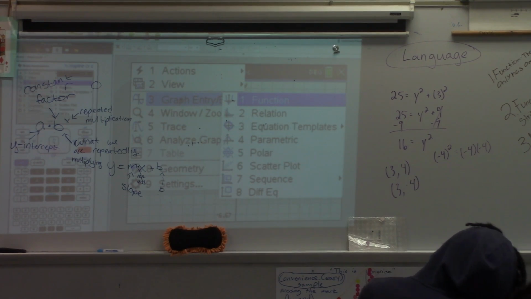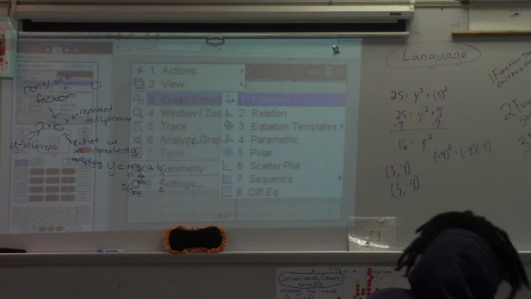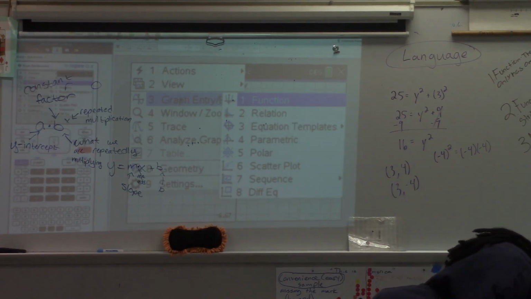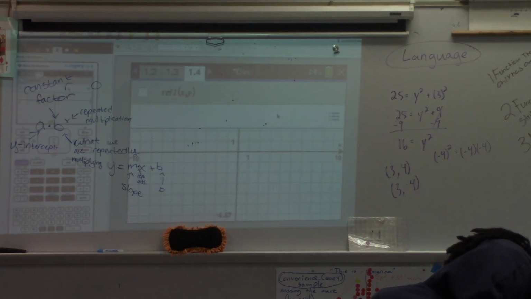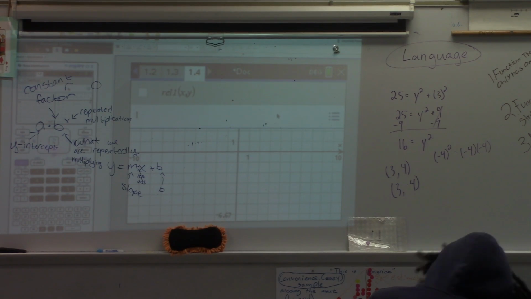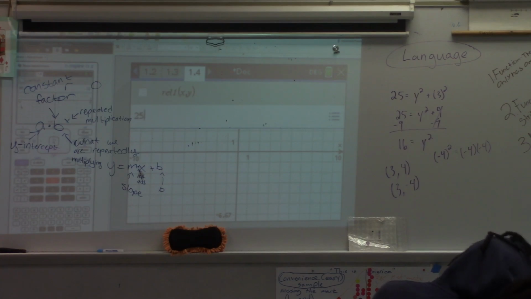Anyone see an option other than function that might be kind of useful? Relation. Oh, see how that language matters, right? When we understand our language, our definitions, it's okay, I can go to relation, and it's blank, because I can type in whatever I want. Be aware the equal sign is here next to the trig button. So if you look at control and below it, there's an equal sign.